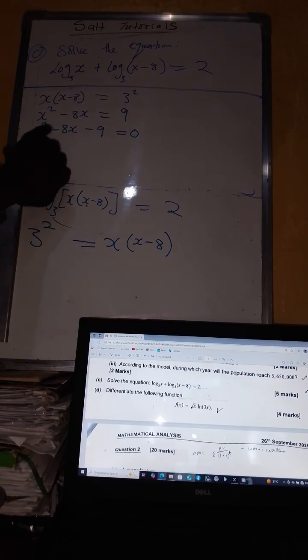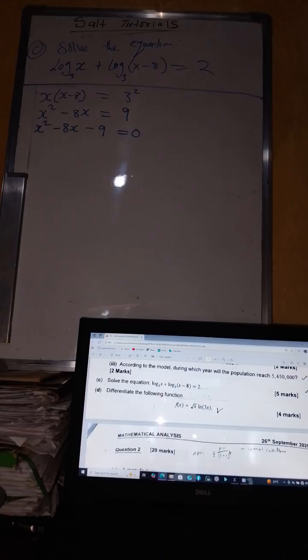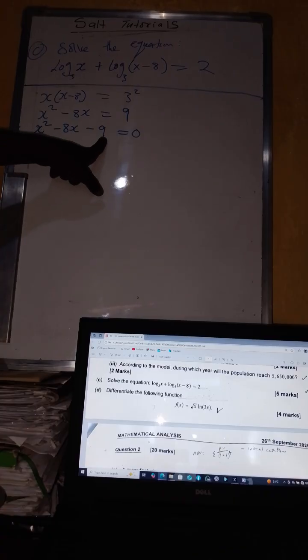If I was to even leave it here, I believe we can solve. So x squared minus 8x minus 9 is equal to 0. Can the product, sum and factors work out here? Sometimes if it can't work out, I always go for the formula method, because I know the formula method will always solve anything. This is 9, which can be broken down into 3 times 3. It can't work out with it.